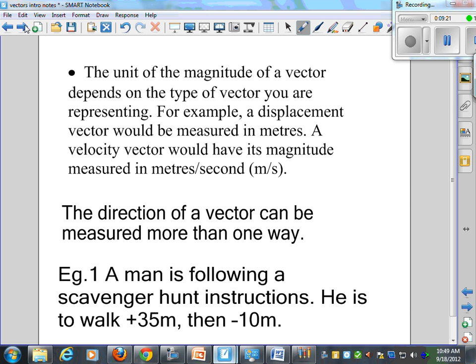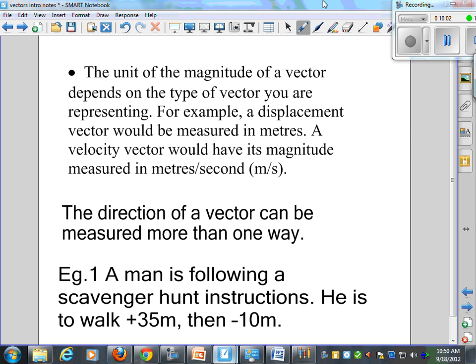Word. The unit of the magnitude. Quite often people ask, what units do I use for vectors? There's not a specific unit for vectors. The unit of the magnitude of a vector depends on the type of vector you're representing. For example, a displacement vector would be measured in meters or centimeters or miles or kilometers. A velocity vector would be meters per second, kilometers per hour, and so on. So in other words, what you could write down is there is no specific unit for vectors. You just use the unit for that quantity. So there's no specific unit for a vector.